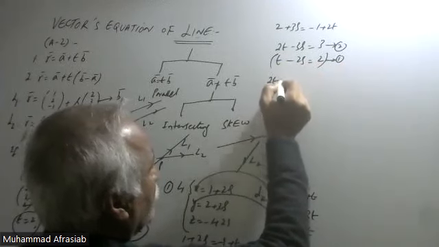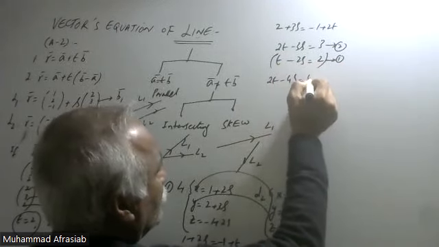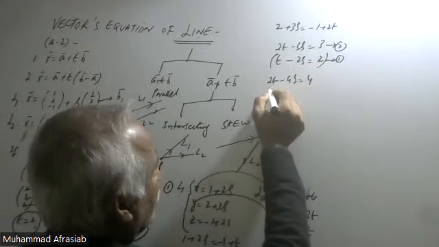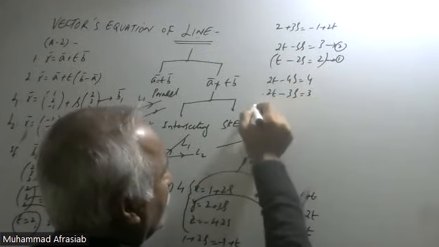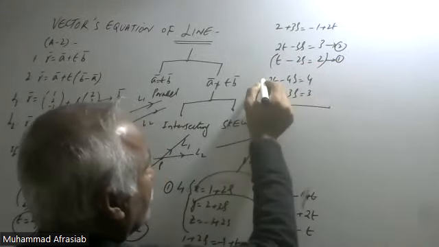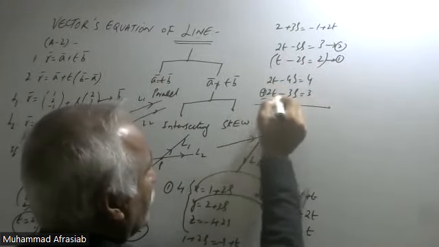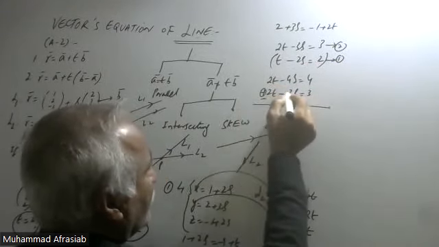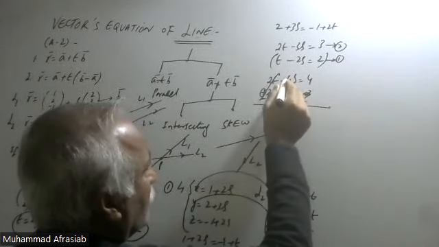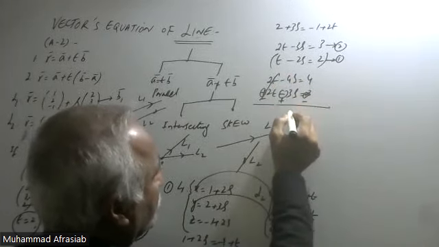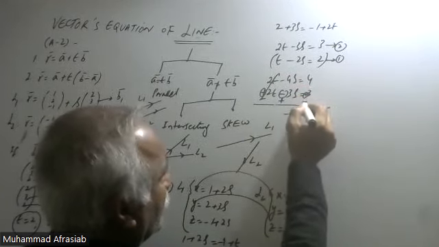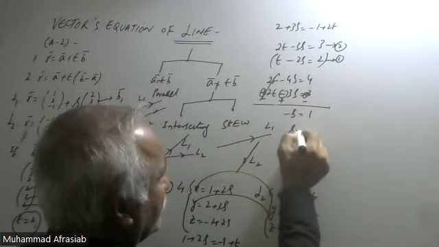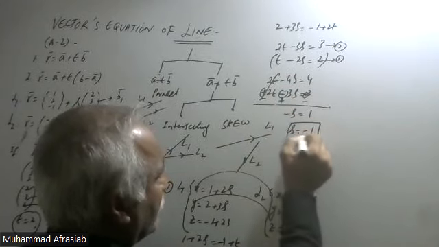So 2t minus 4s is equal to 4, and the upper equation is 2t minus 3s is equal to 3, and we solve them simultaneously. It is positive, it will become negative; it is negative, it will become positive. This and this are going to cancel out. Minus 4s plus 3s is equal to minus s, and that is equal to 4 minus 3, which is equal to 1, so s is equal to -1.